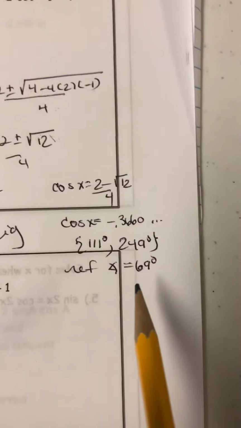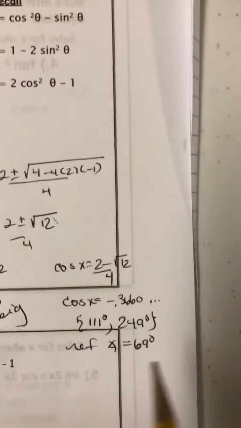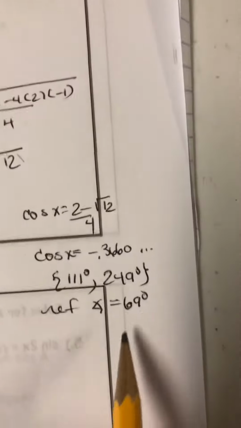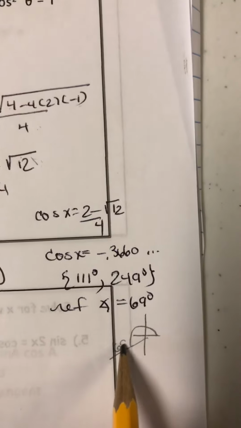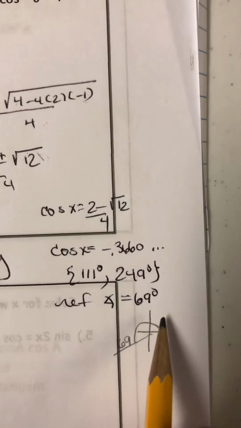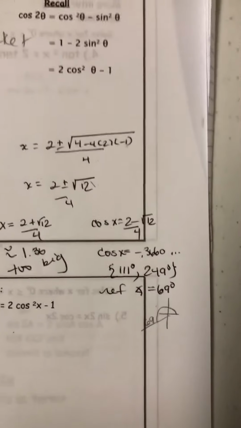It's not an answer, but it's a reference angle that'll help you get the second and final answer. So what you do is you draw, and mentally you think of a quadrant 3 angle, label it the reference angle 69, and do your arithmetic. 90 plus 90 plus 69 will give you 249.